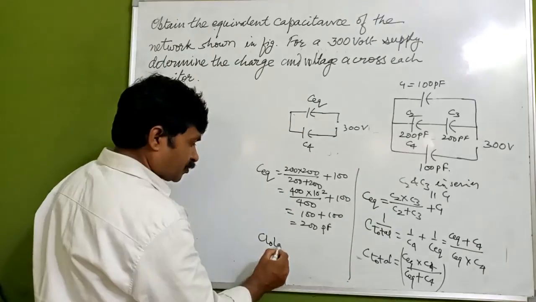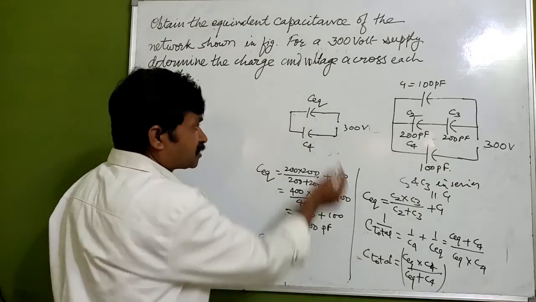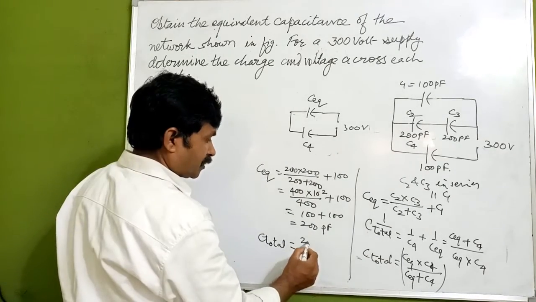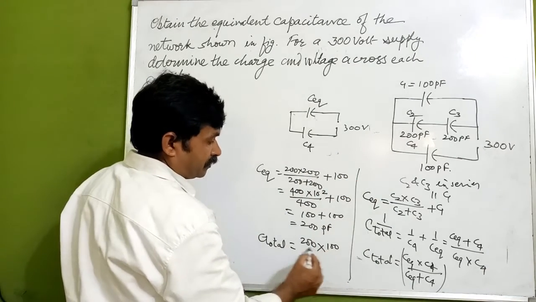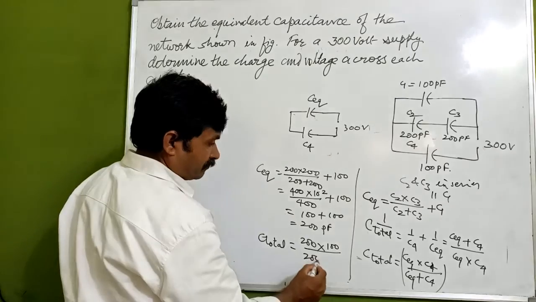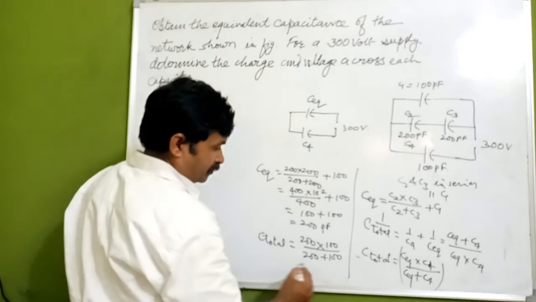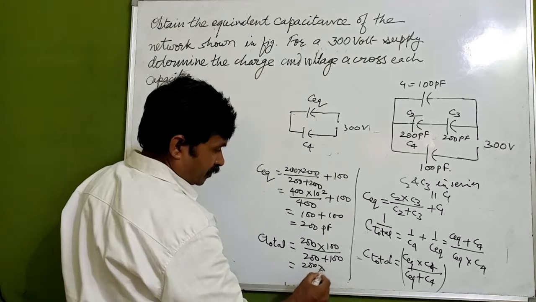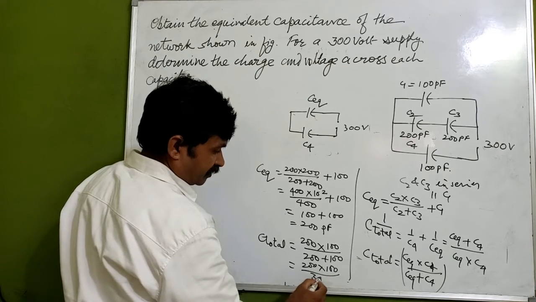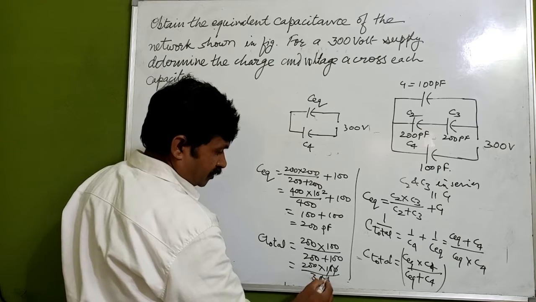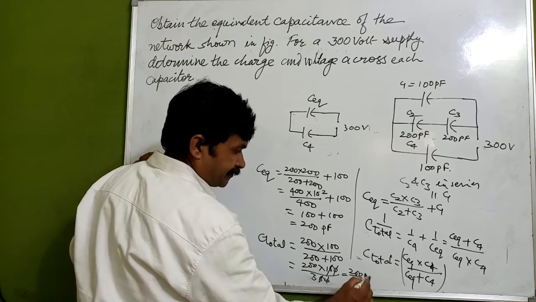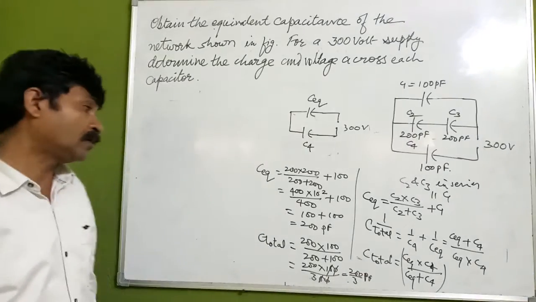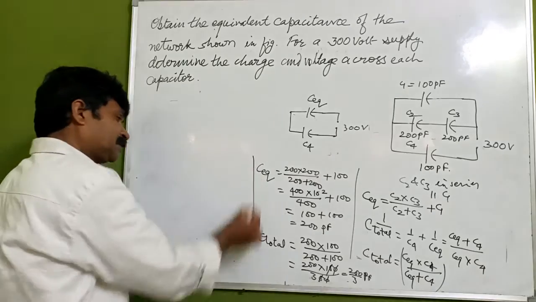Now with C equivalent, we are going to calculate C total. So C total means C equivalent, that is 200 picofarad into C4, and C4 is also 100 picofarad, divided by C equivalent plus C4. So it is going to be 200 into 100 divided by 300. So it is going to be 200 upon 3 picofarad. Okay, now we have got this.